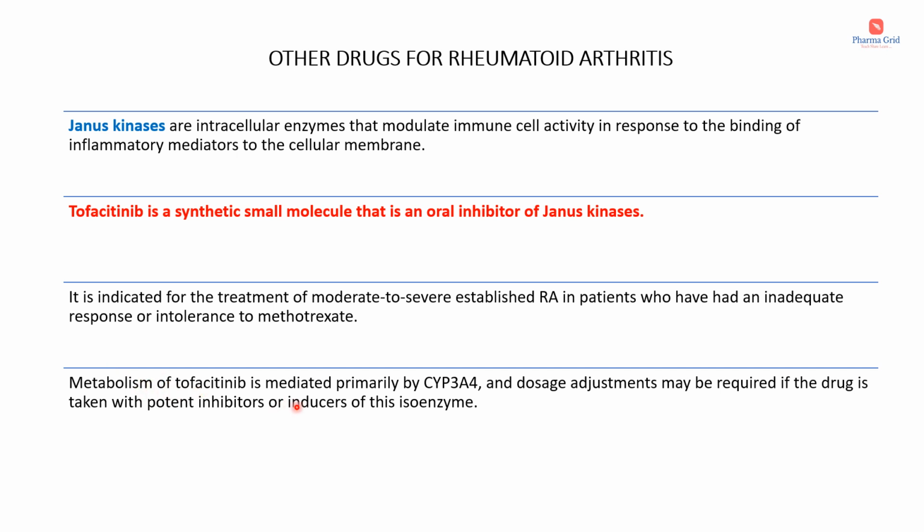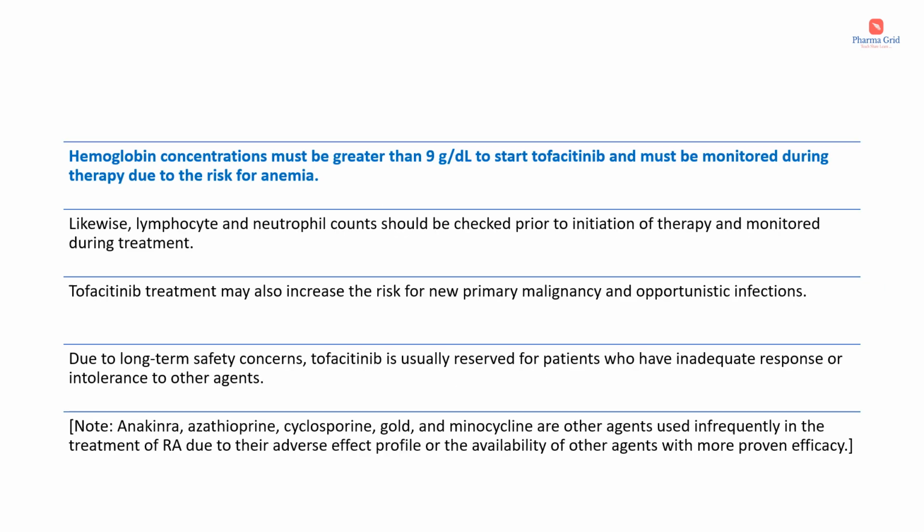Metabolism of tofacitinib is mediated primarily by CYP3A4, and dosage adjustments may be required if the drug is taken with potent inhibitors or inducers of this isoenzyme. And one point to be noted is that hemoglobin concentrations must be greater than 9 g/dL to start tofacitinib and must be monitored during therapy due to the risk of anemia.